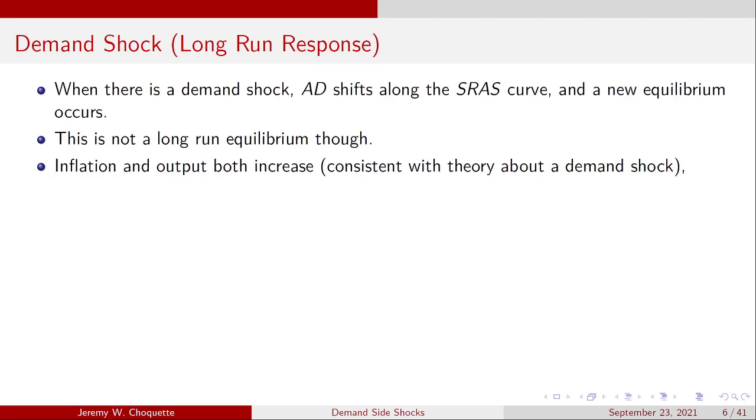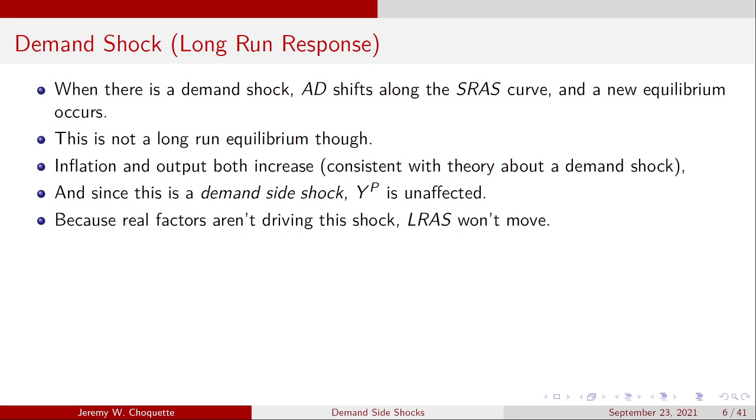Output and inflation both increase, which is consistent with the theory about a demand shock. And since it's a demand-side shock, potential output remains unaffected because real factors aren't driving this shock. A shock to the labor market, a shock to capital markets, or a shock to technology, none of those three things are behind a demand shock. Therefore, it's not a supply shock, and long-run aggregate supply doesn't move.